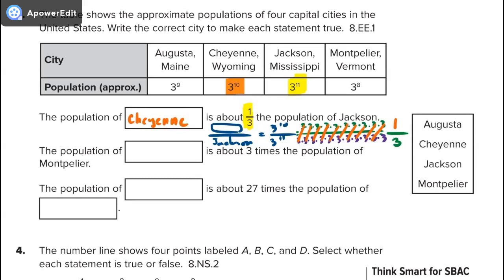Alright, number 2. The population of a city is about 3 times the population of Montpelier. So it's the same idea. There's a city, population of the city over the population of Montpelier. We know Montpelier is given as 3 to the 8 power. What should be on top so that your final answer is going to be 3 only? Take a second, think about it.